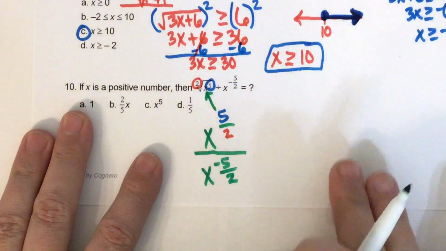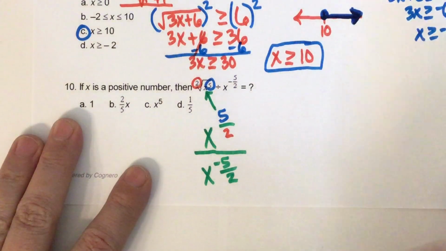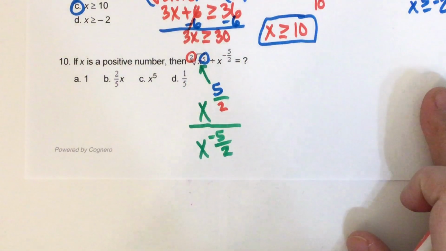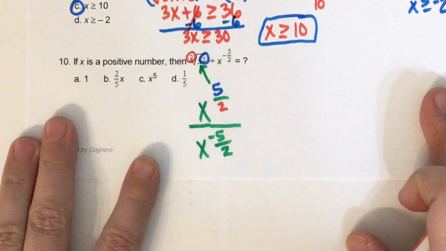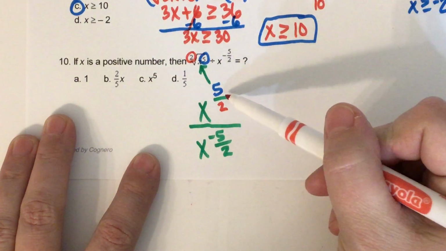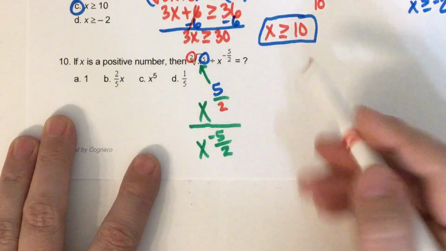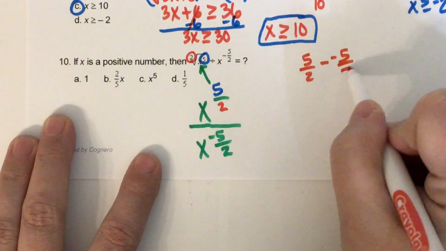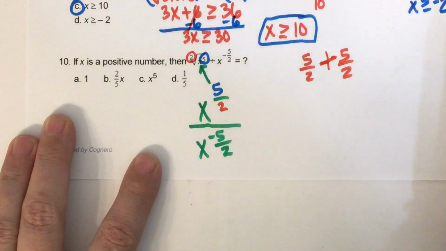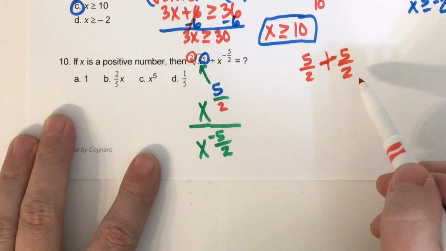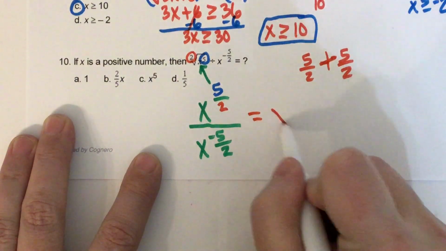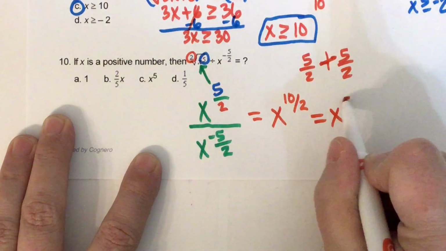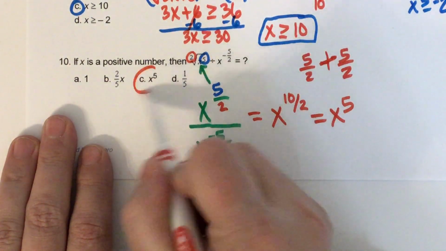So now I need to know a rule about my exponents. When you divide, what do you do with exponents? Subtract. When you divide, you have to subtract. So I need to take 5 halves minus a negative 5 halves. Well, a minus a negative makes addition, and 5 halves plus 5 halves makes 10 halves. So this would be x to the 10 halves, and then I can reduce that. 10 divided by 2 makes 5. So my answer is x to the 5th.